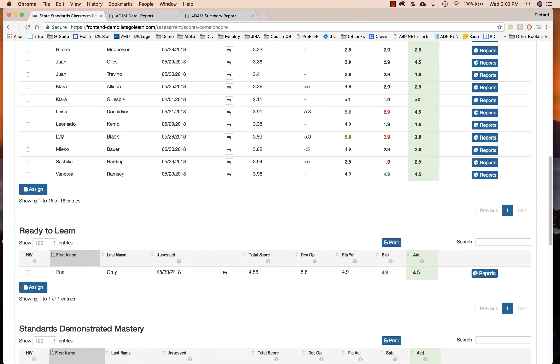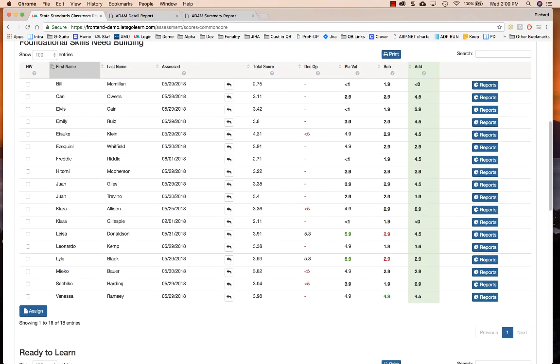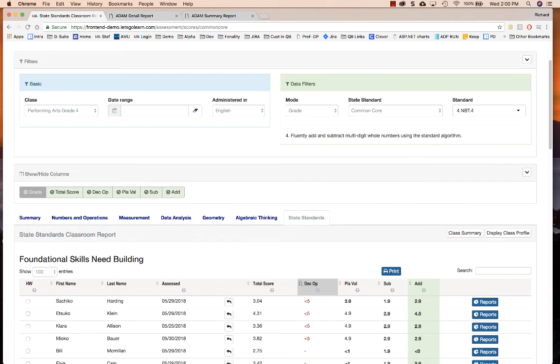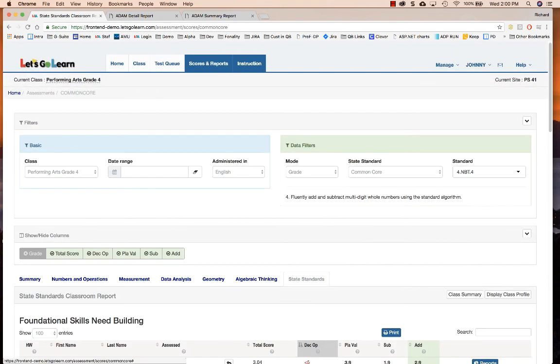So again, this is a great tool to say, okay, well, all of these students, let me go ahead and sort them by subtraction or decimal operation. So maybe these students here, I can check this box and maybe give them a custom assignment where they're going to be working on the very basics of decimal operations. Adam is extremely deep. I've just shown you the very, very basics. The other piece about this is once you have all this detailed information and data, it'll actually drive personalized learning.